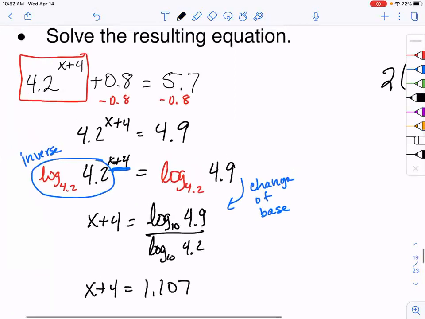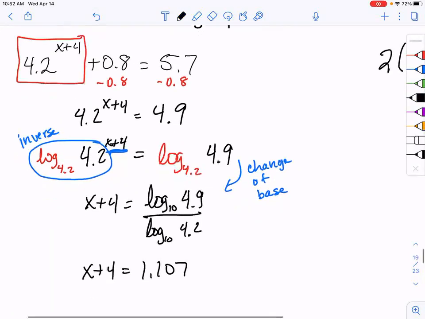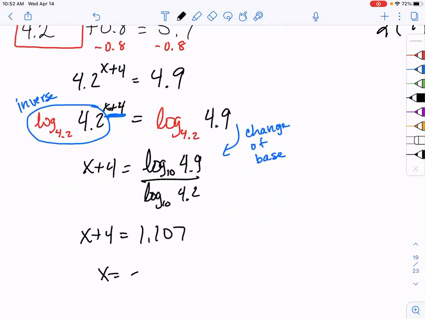So in the process at the top, it says now solve the resulting equation. Hey, that's easy. Subtract 4 from both sides, and we get x equals negative 2.893.